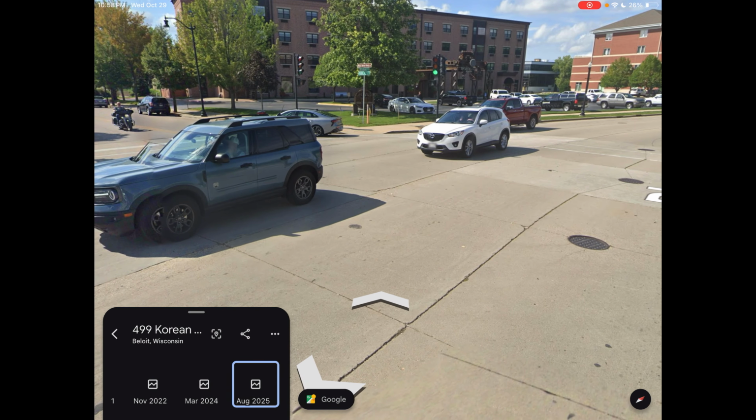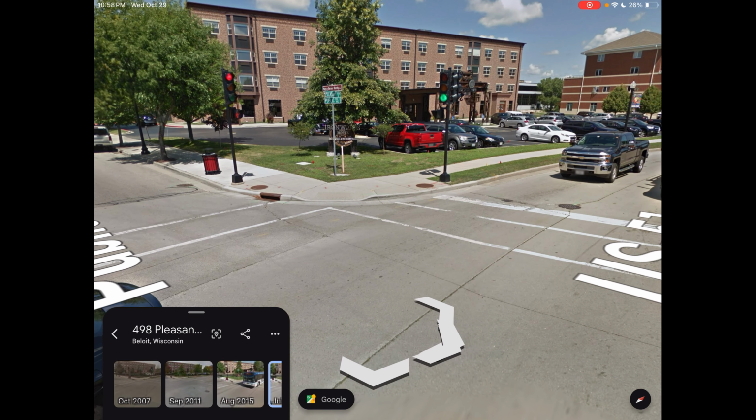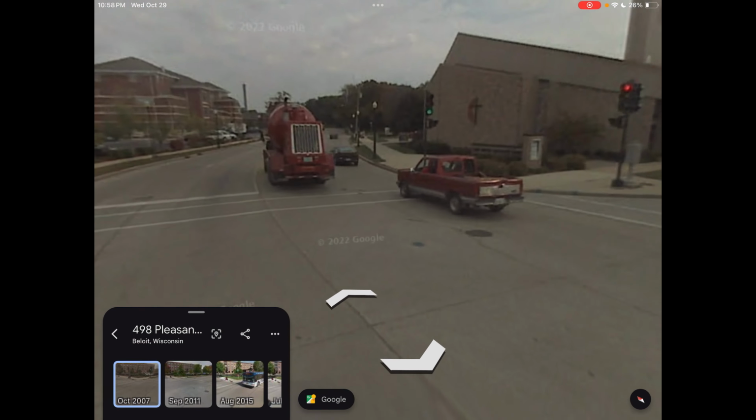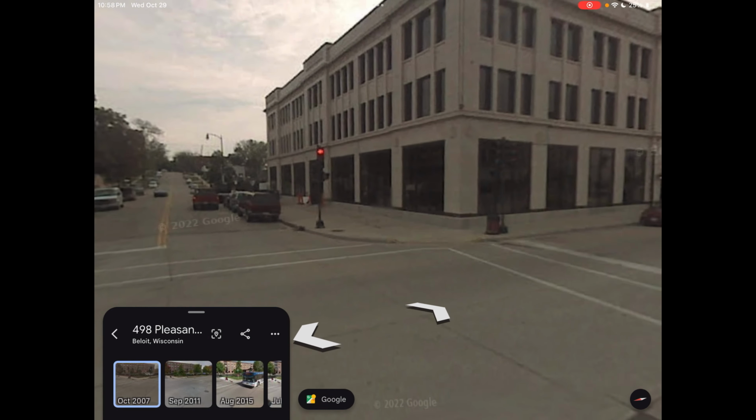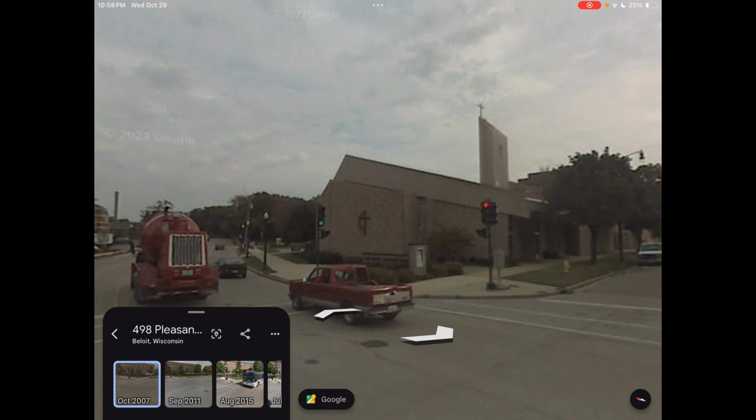And this traffic light, I won't show you. I'll show you a 2007 picture of it, but it's the same thing. No big changes here. This used to be a church. What?